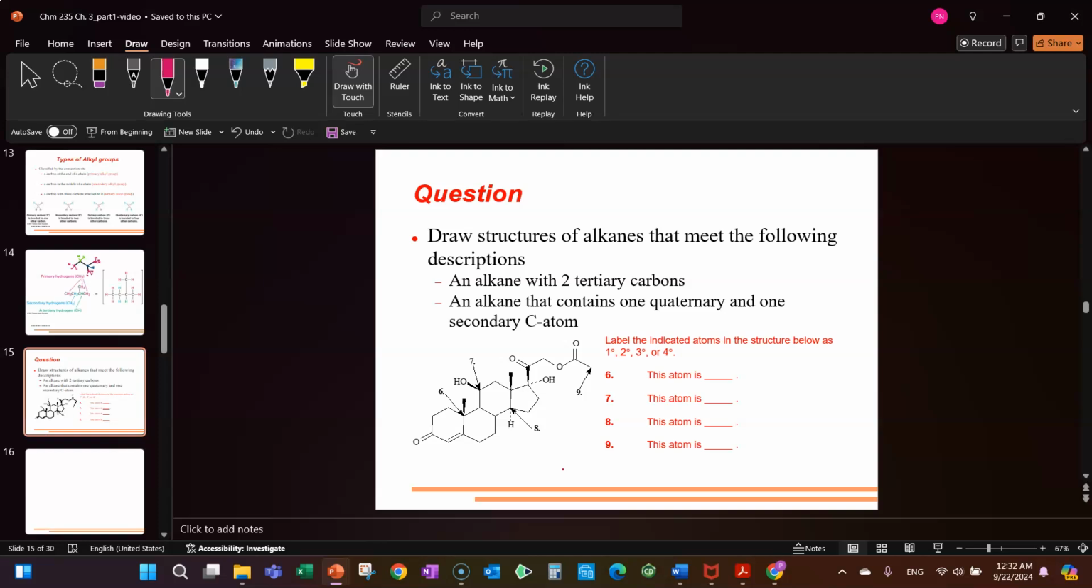The question here is to draw structures of alkanes that meet the following: an alkane with 2 tertiary carbon atoms. Okay, so go ahead and draw it here. Or maybe we can take a different page.